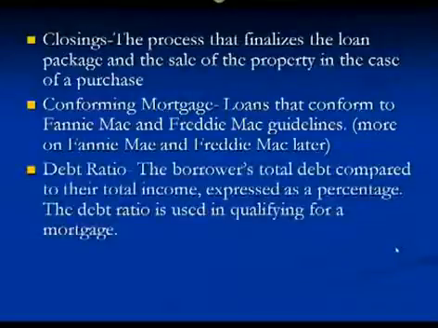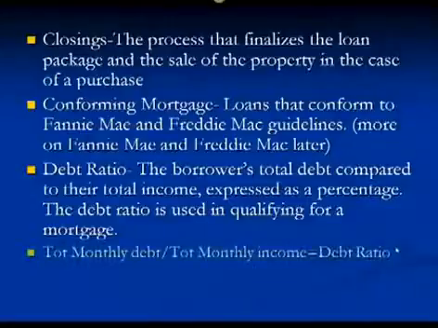Next thing is your debt ratio. That's the borrower's total debt compared to their total income, and it's expressed in a percentage. So say for instance you had total monthly payments of $1,000 a month and your total income was $2,000 a month, your debt ratio would be 50% because 1,000 is half of 2,000. So when you hear mortgage people talking about debt ratio, that's what they mean. Total monthly debt divided by total monthly income equals the debt ratio.